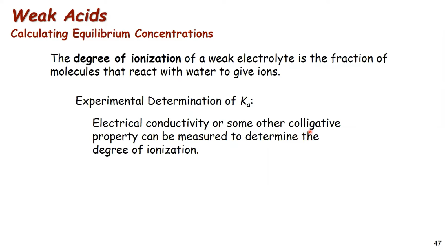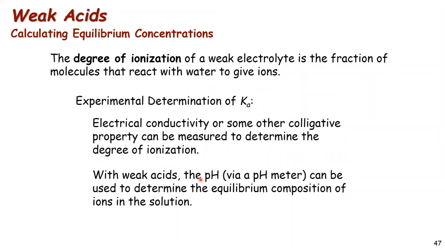Or we could use some other colligative property as well, right? We know that when things ionize, we could use the freezing point depression or the boiling point elevation. We could use the osmotic pressure. So there's all kinds of different ways we could determine the Ka from the degree of ionization. These are all measuring the degree of ionization, the fraction of particles that actually dissociate. And from that, we can get the Ka, and we'll see that relationship shortly.